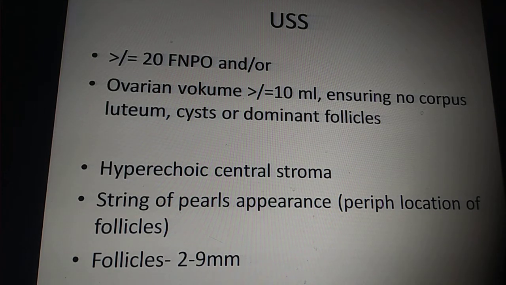And historically, this is how we describe the PCOD look of the ultrasound: hyperechoic central stroma with a string of pearls appearance, with a peripheral location of the follicles. And the follicles are generally 2 to 9 millimeters in size. So that is historically how we used to describe the PCO, polycystic ovarian syndrome, ovarian appearance. String of pearls.